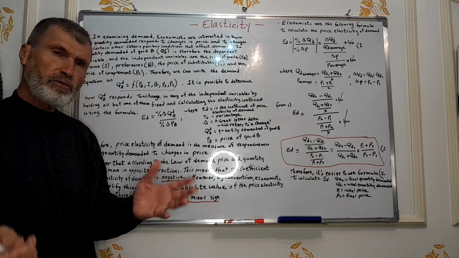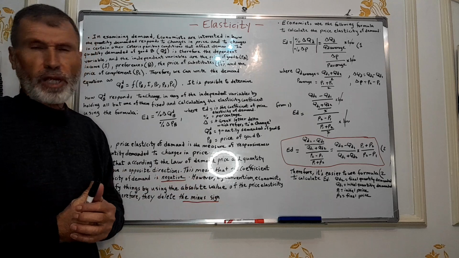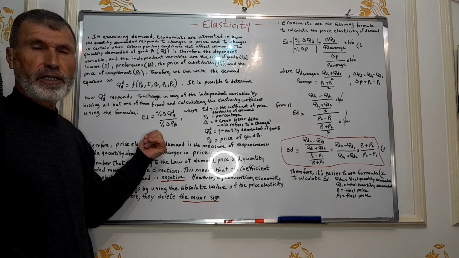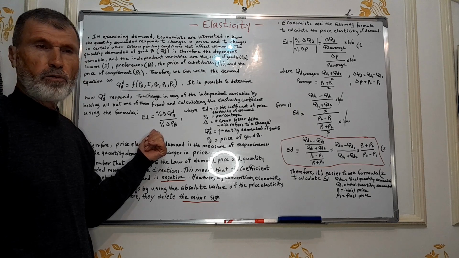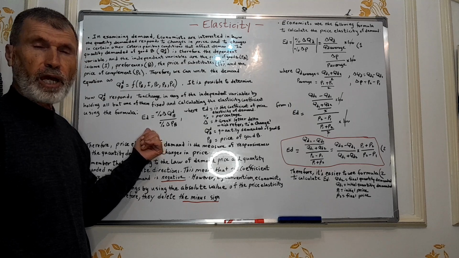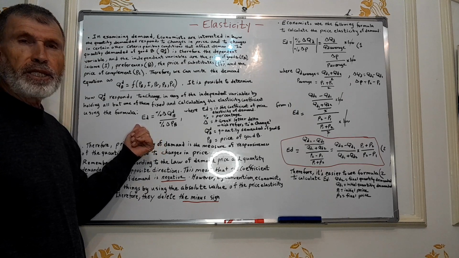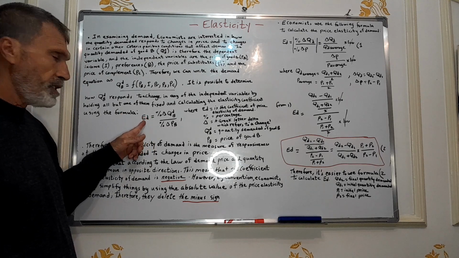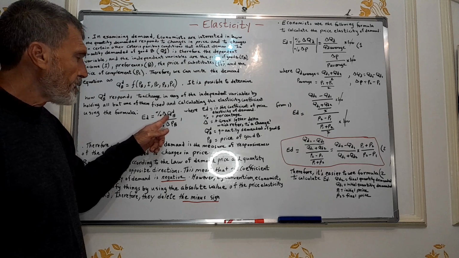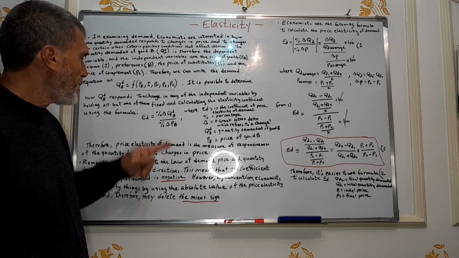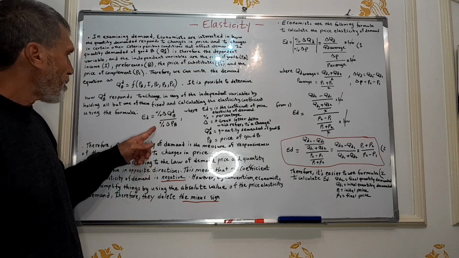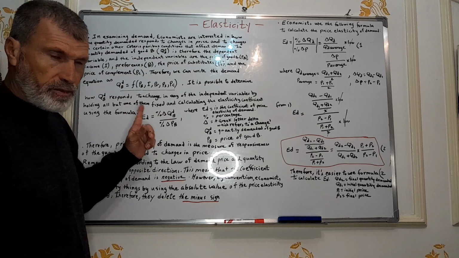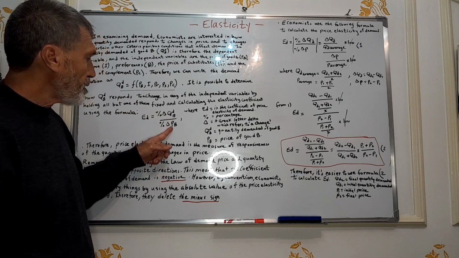So this is the difference between slope and the price elasticity of demand. This is the formula of the price elasticity of demand. We're going to denote the price elasticity of demand by the letter ED. So ED is the percentage change in the quantity demanded of good B, if we're talking about the price elasticity of demand of good B, over the percentage change in the price of good B.